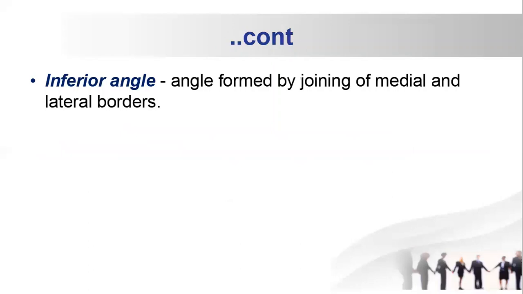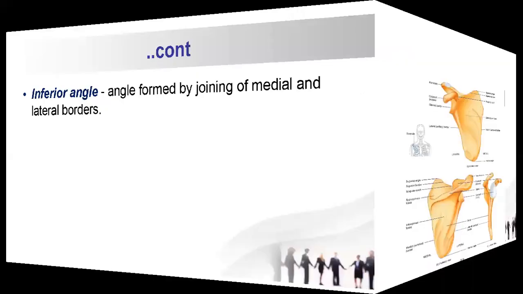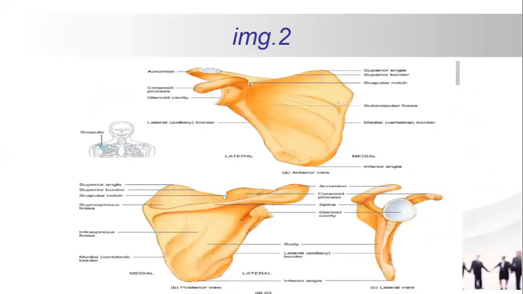We have the inferior angle, and this is the angle formed by the joining of the medial and the lateral borders respectively. So the inferior angle is the angle formed by joining the medial and the lateral border. That marks up the landmarks and the anatomical areas of the scapula.